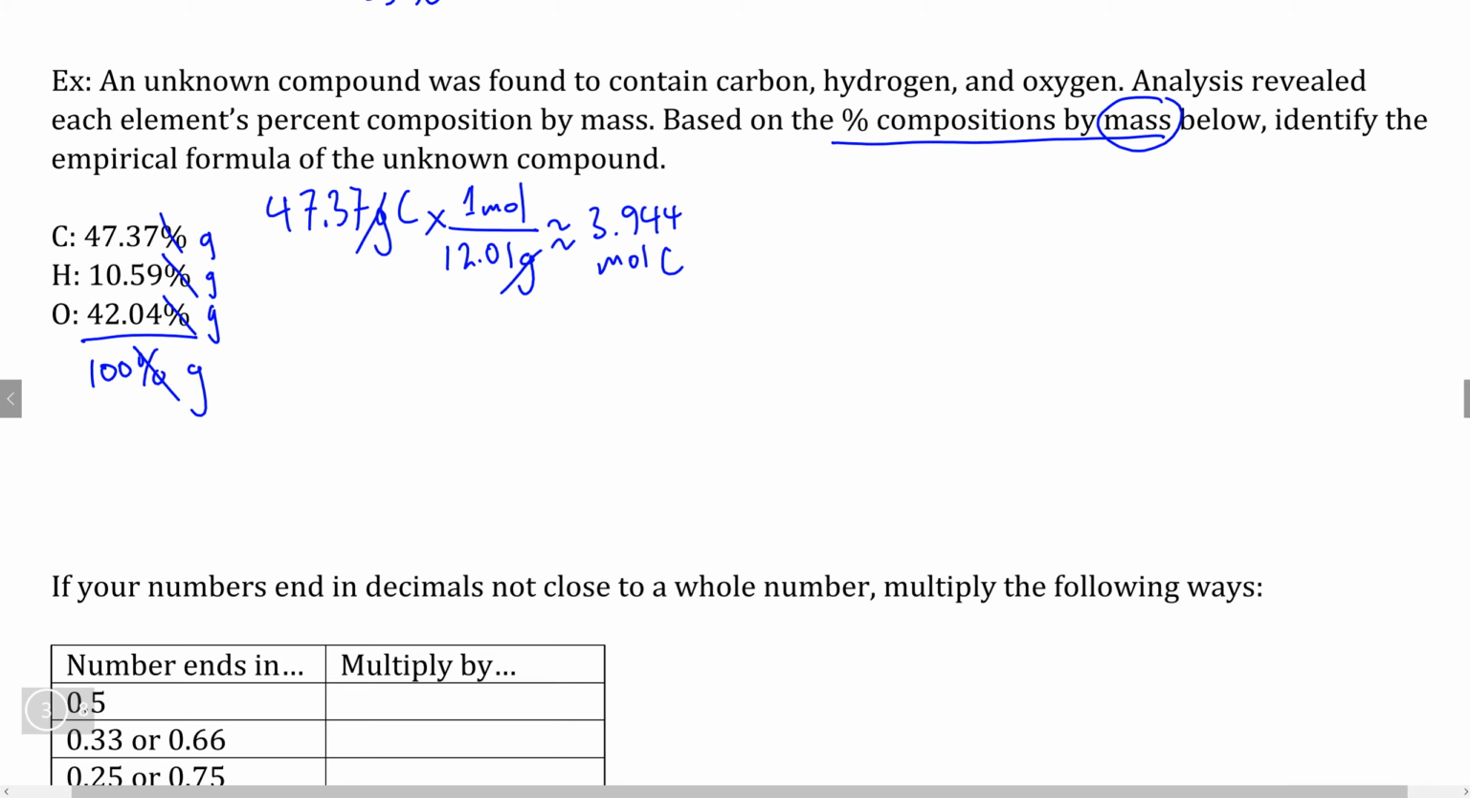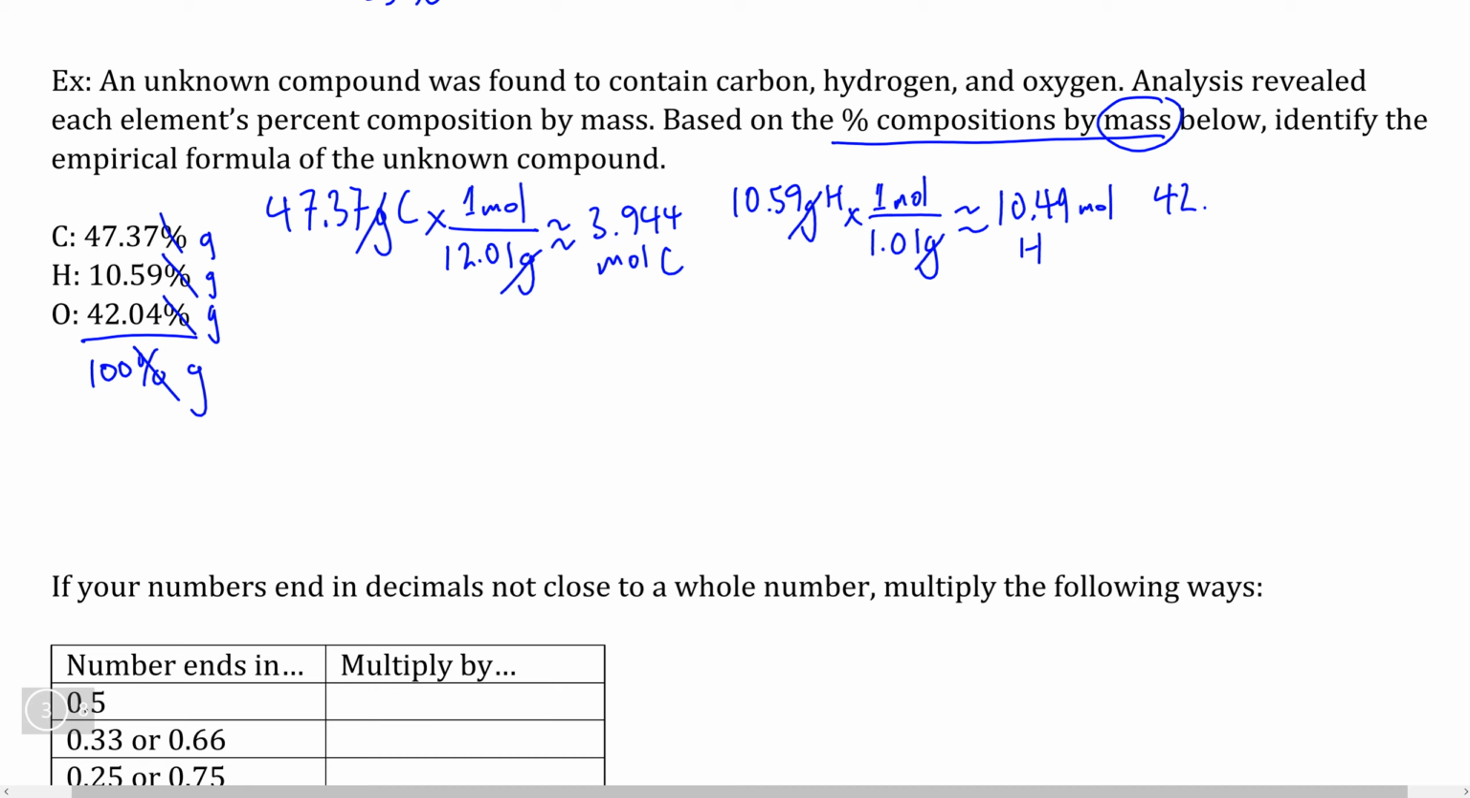Next, let's move on to hydrogen. 10.59 grams of hydrogen multiplied by 1 mole over the molar mass of hydrogen, 1.01 grams. Grams cancel. Put this into your calculator, and this comes to approximately 10.49 moles of hydrogen. We have 1 element left. Let's figure out the number of moles of oxygen.